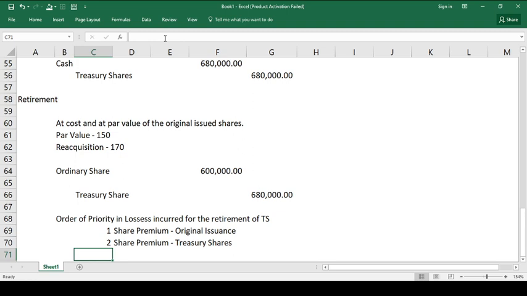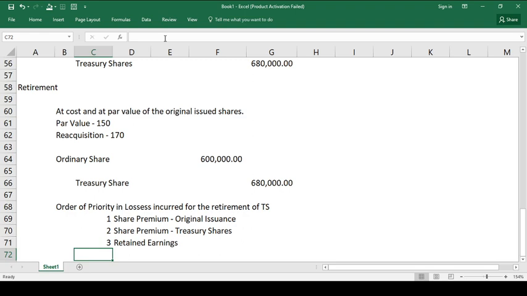Sir, what if in the books wala po akong share premium of original issuance, wala din po akong share premium on treasury shares, sino po ba ang mag-absorb? Well, the last priority is the retained earnings. Okay? Retained earnings. Okay? Yan po yung last priority.